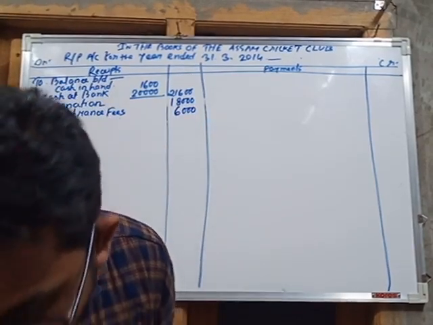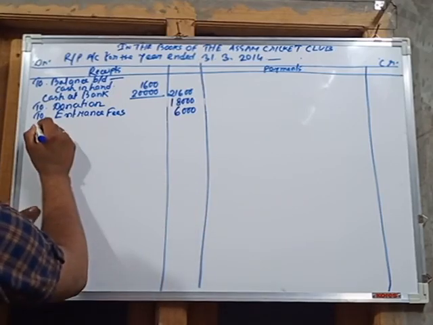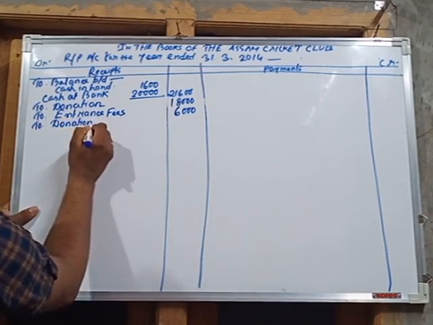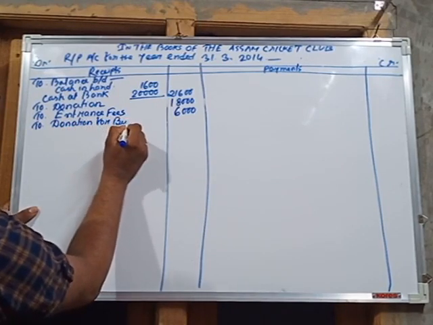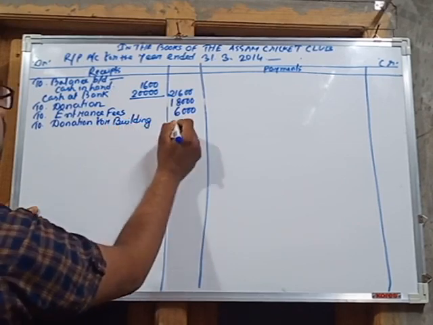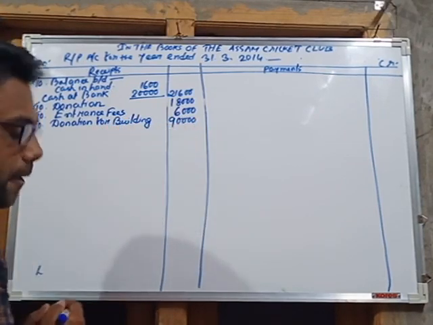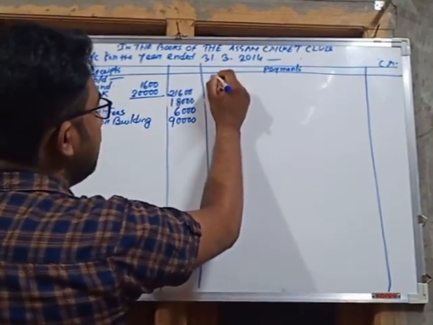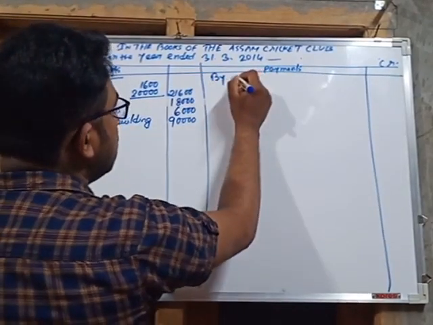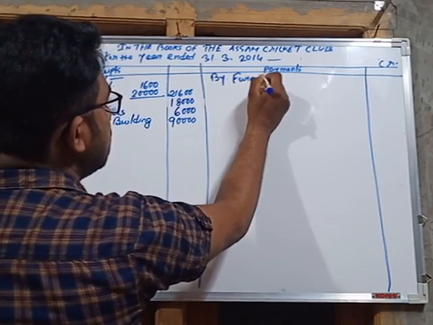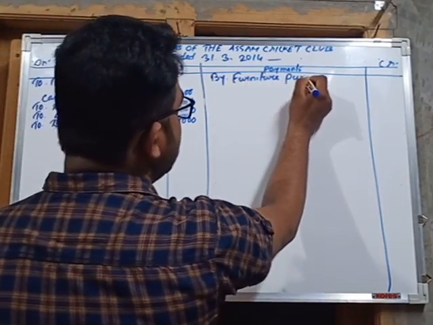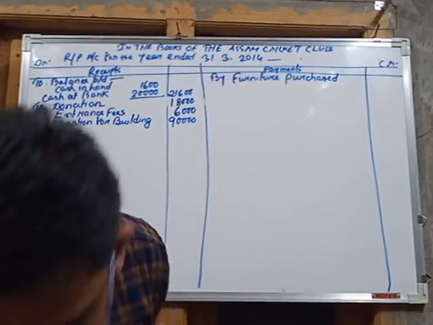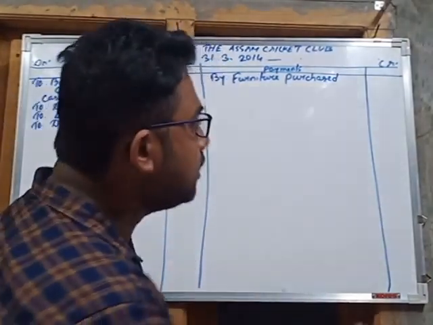Next, donation received for building. So it is also received for the non-trading organization, to donation for building, and the amount is rupees 90,000. Okay. Next one is furniture purchased. So it will come on the payment side, because they have purchased furniture. By furniture purchased, and the amount is rupees 18,000.